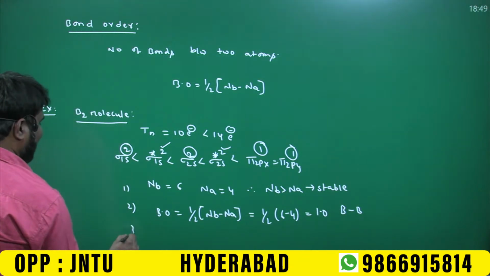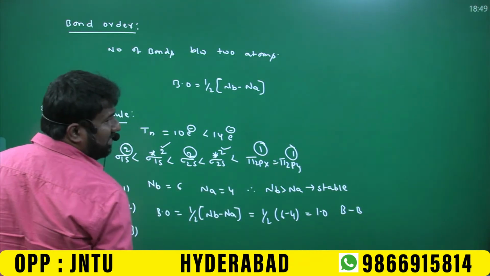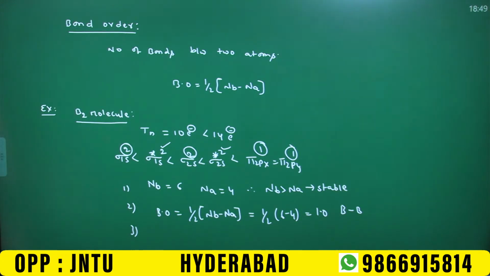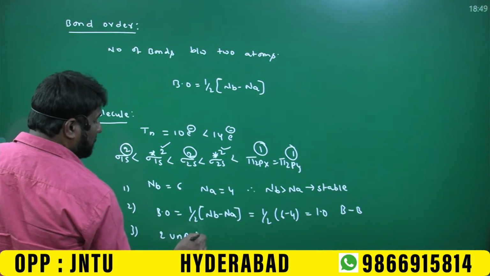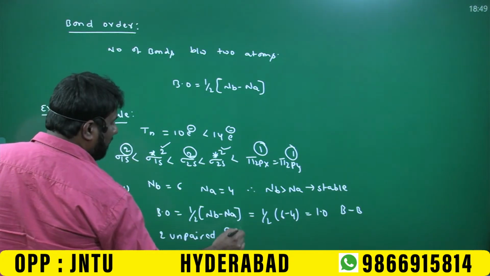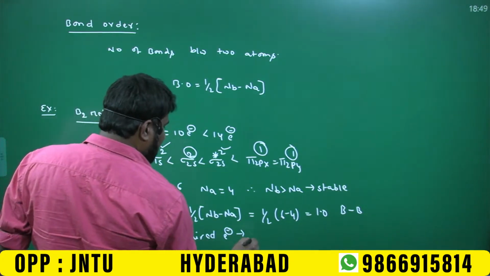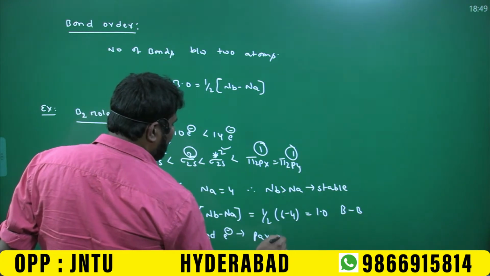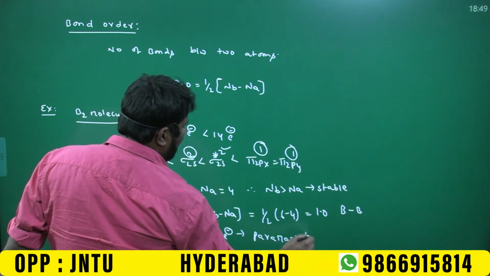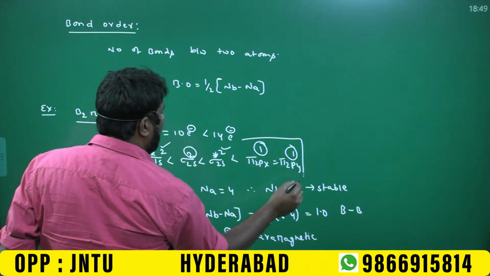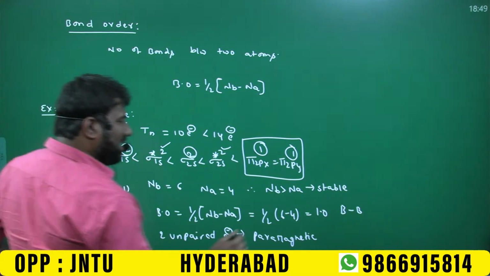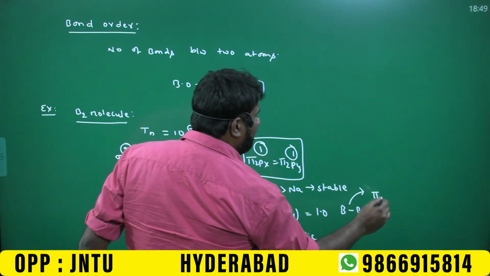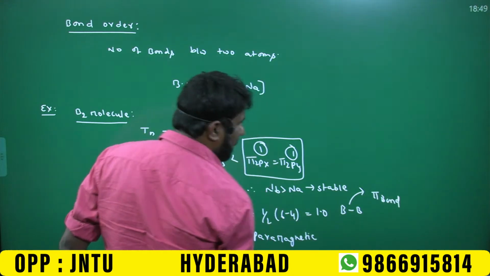Next, coming to magnetic nature. Does it contain unpaired electrons or not? It contains unpaired electrons. As 2 unpaired electrons are present, it has paramagnetic nature. The electron pair is in the pi bonding molecular orbital, so the bond is nothing but a pi bond.